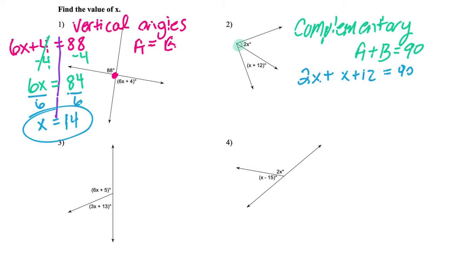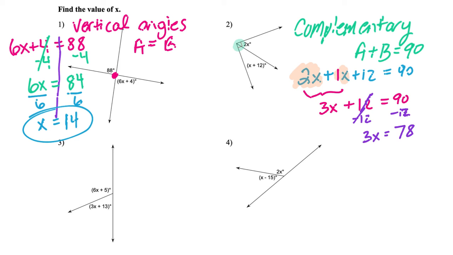I'm going to need to combine like terms, so I'm going to combine my x's, 2x and 1x. Remember there is a coefficient of 1 here, so then when I combine those, I get 3x plus 12 equals 90, and I subtract 12 on both sides. So then I'm left with 3x equals 78. And when I divide both sides by 3, then I find that x equals 16.